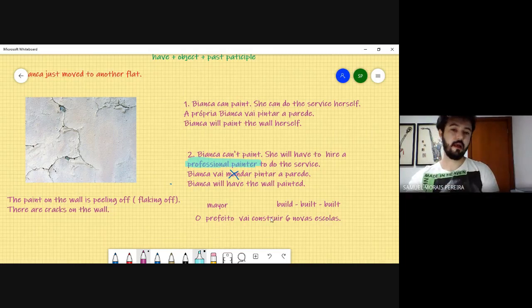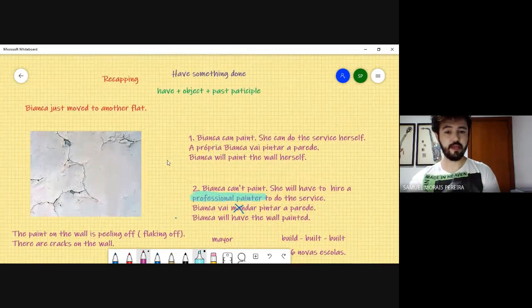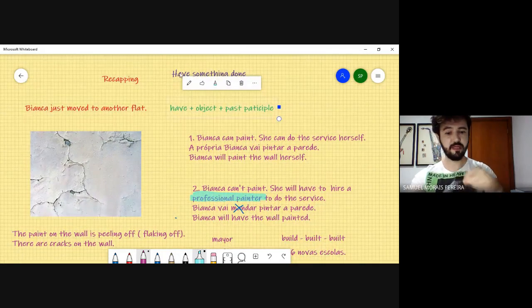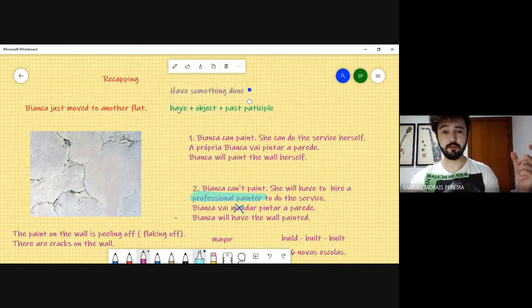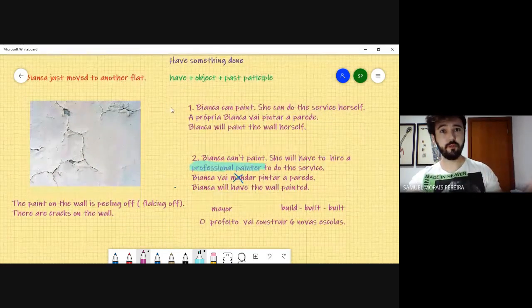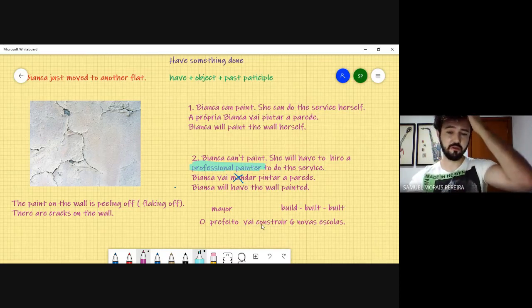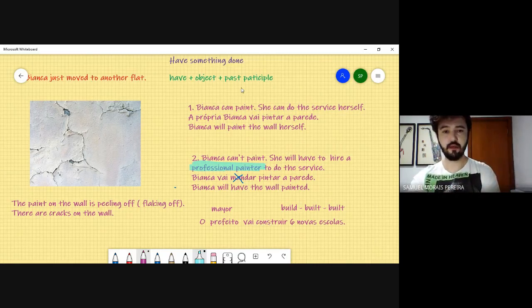Pay attention. In this case here, obviously, it's not the mayor himself who is going to do the action, okay? Ele vai só fazer uma canetada, né? Ele vai dar a ordem, okay? Other people, other professionals will do the job for him, ok? Quando eu digo o prefeito vai construir, dá a impressão que ele mesmo vai construir, mas não, né? Obviamente que não. So, o prefeito vai construir in English is translated with the help of this structure here.